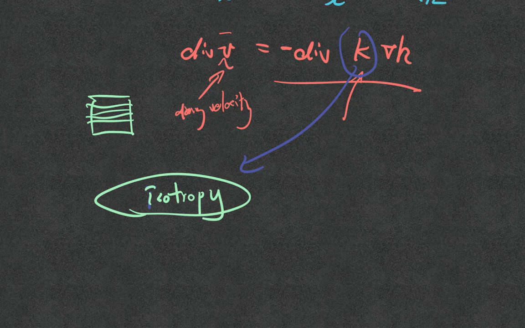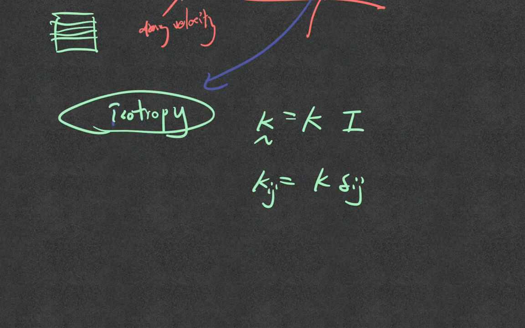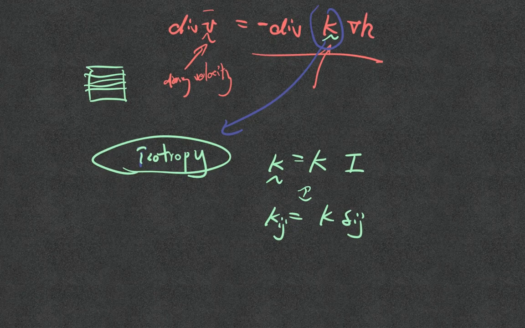If I'm assuming that this is isotropic, what actually happens is that K is now equal to a scalar K times the identity matrix, our identity tensor. Or I can simply write the K component as Kij equals K times the Kronecker delta ij. This is just the same thing written in a different form. Now, if I do that, K is isotropic. So if the material is isotropic and homogeneous, the K can be taken out.